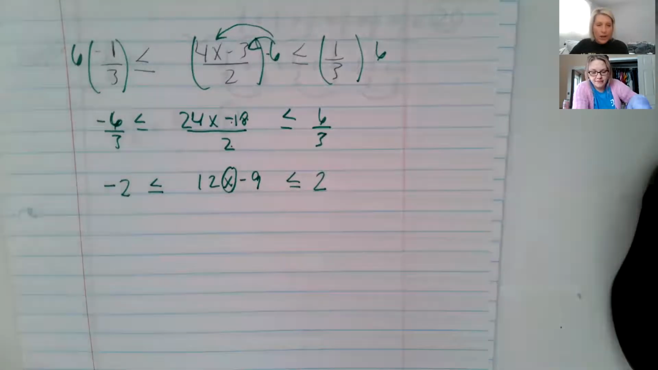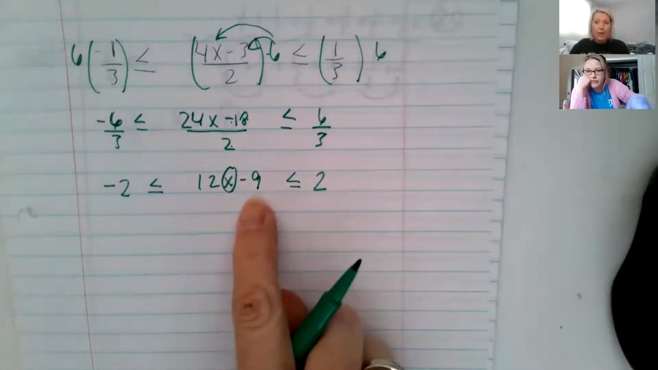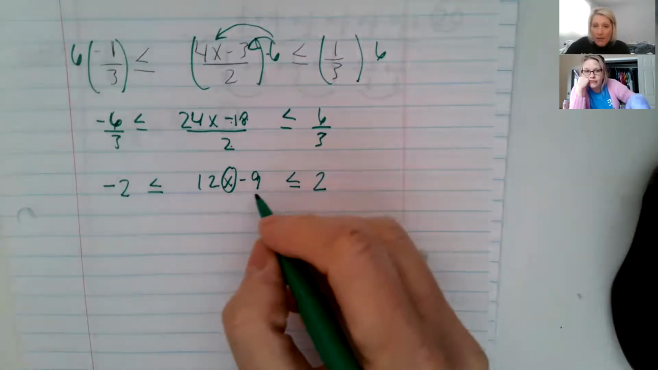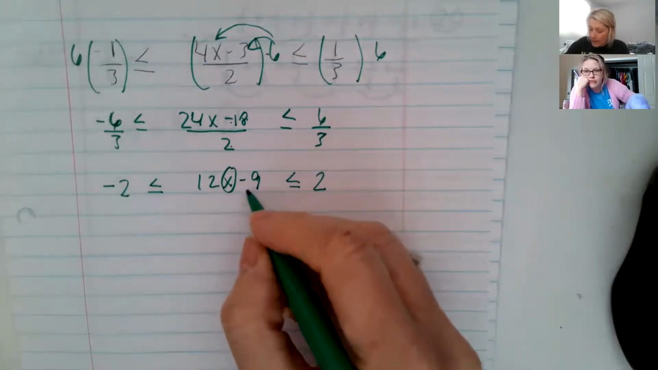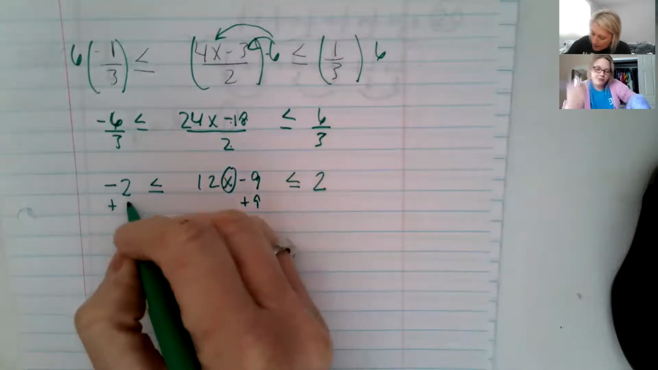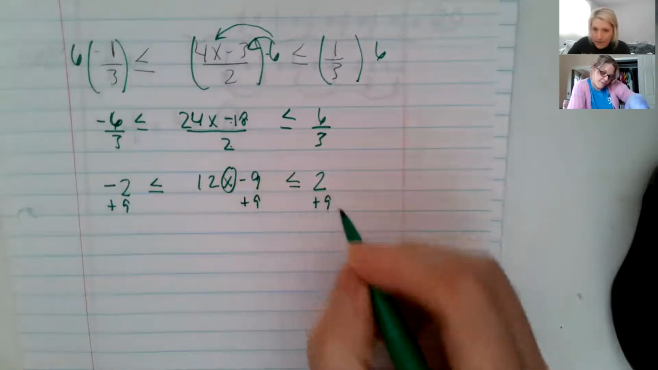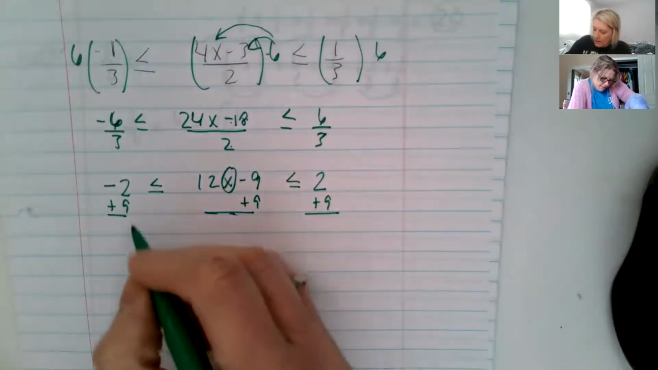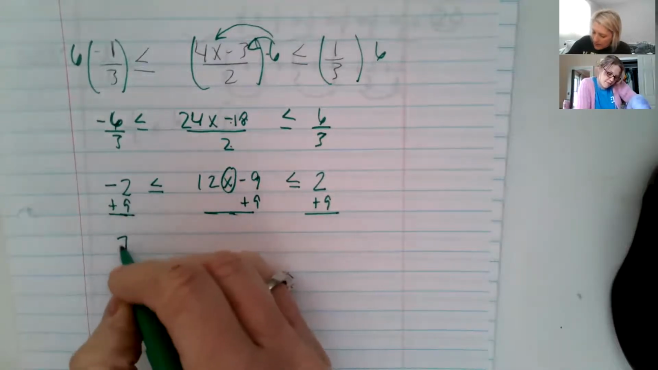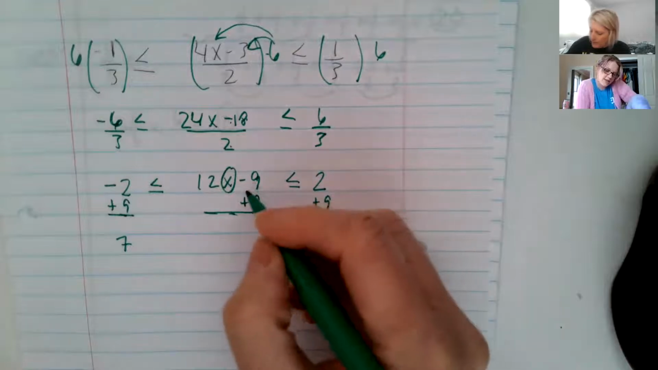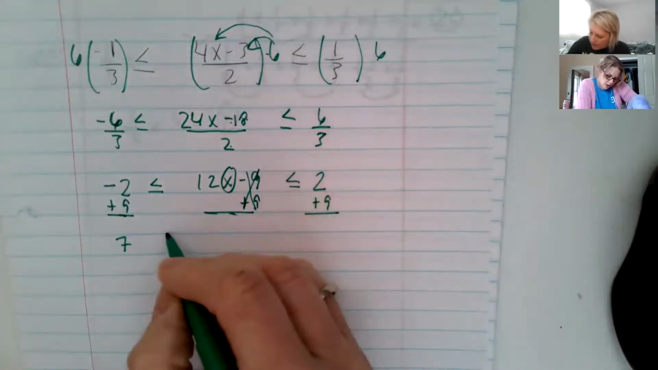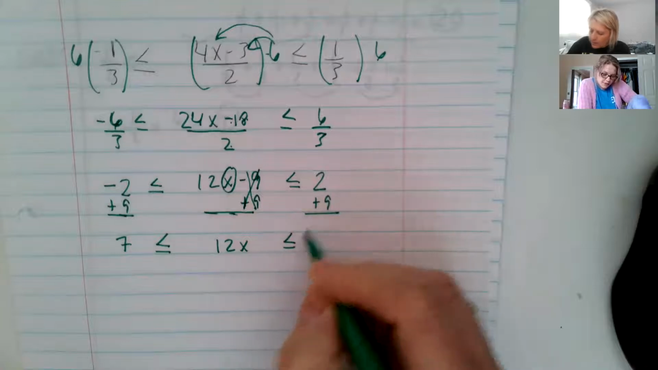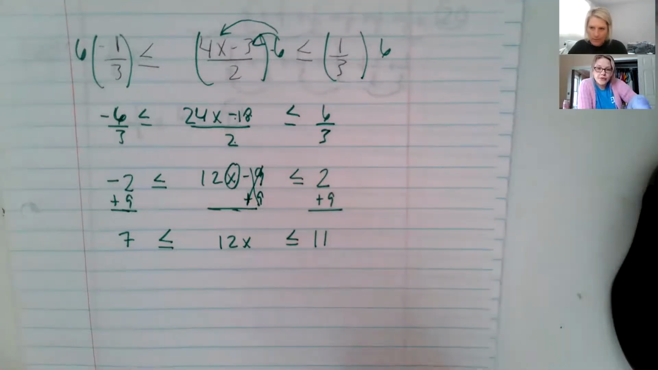So we're going to get rid of the -9. That's the first thing I can get rid of because it's not as attached to x. So I have to do the opposite thing to get rid of that -9 by adding 9. So I have to do that to all 3 pieces. So -2 plus 9 is a 7. That adds to 0. So we have 7 is less than or equal to 12x is less than or equal to 2 plus 9 is 11.